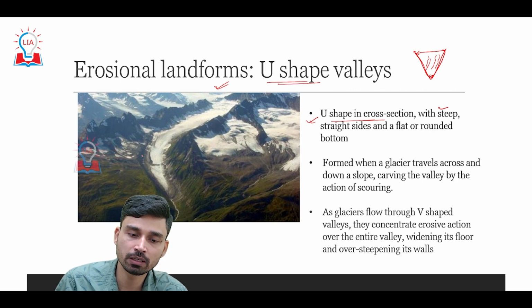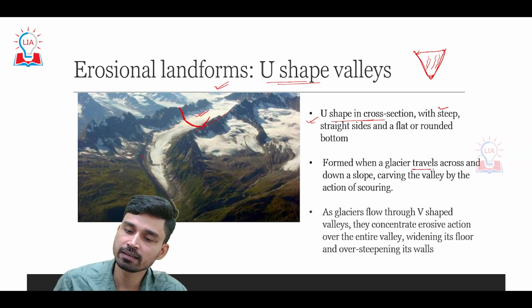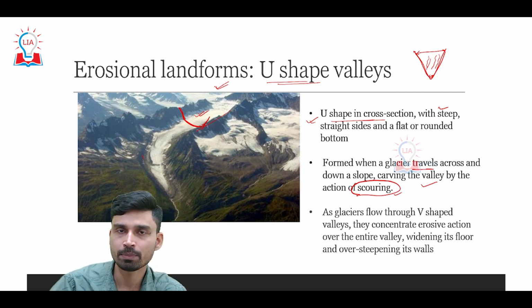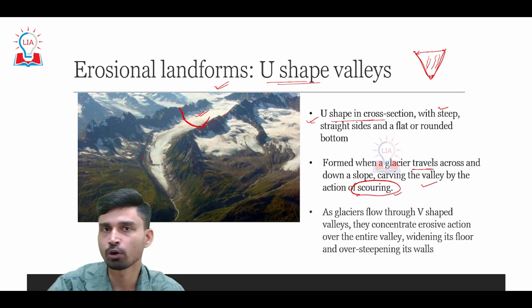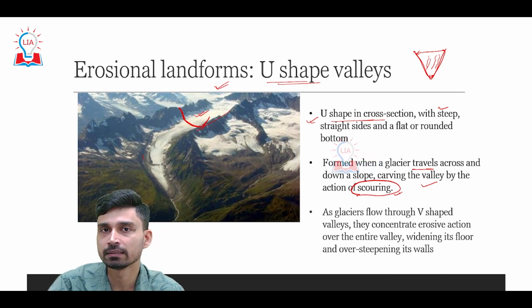If you look at this particular picture, you can clearly see this is a U-shaped valley, and on both sides of this valley, a very steep slope, with a flat and rounded bottom, is what you will observe here. The U-shaped valley generally forms when the glacier travels down the slope and scours the valley by the action of scouring. Scouring here refers to the erosion that happens on the valley bed or rock bed due to the movement of glaciers and the sediments embedded in the glacier.